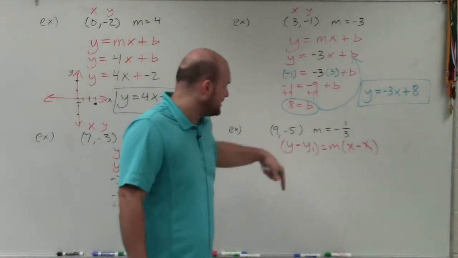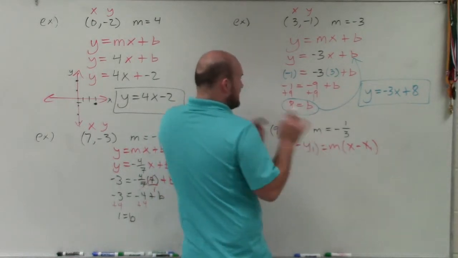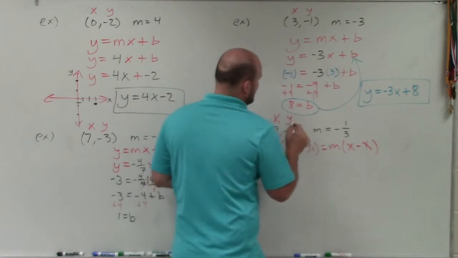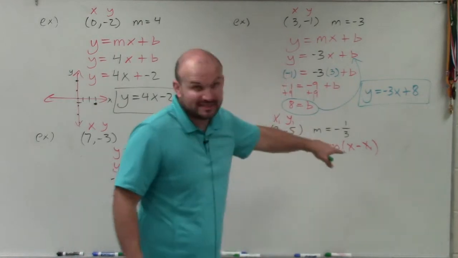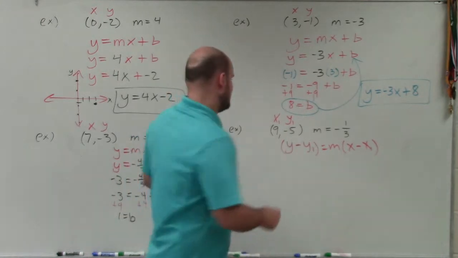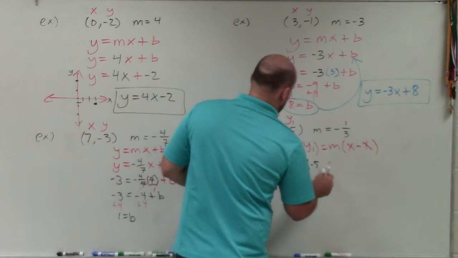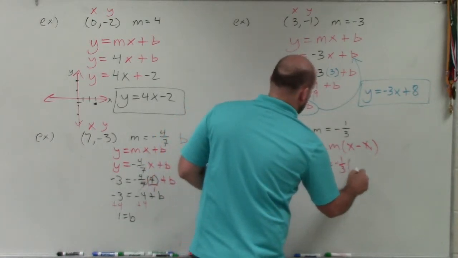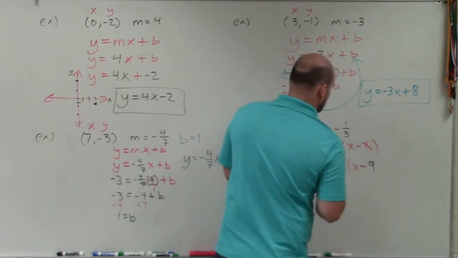But now, basically, we only have one set of points. So what I'm going to do is y and x represent every single point on the line, where y1 and x1 are going to represent the points that I am given. Then all we simply do is plug in our points. So plug in the values that we have, and then simplify. So I have y minus y1, which is negative 5, equals m, which is negative 1/3, times x minus x1, which is 9.